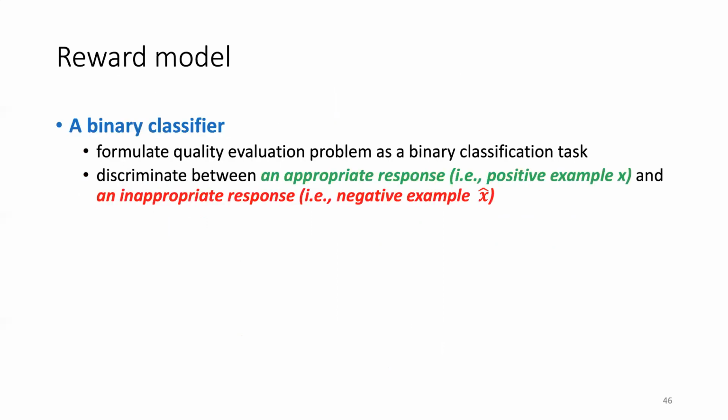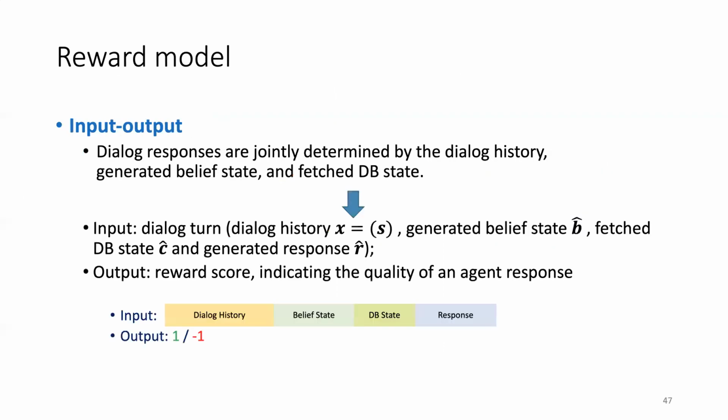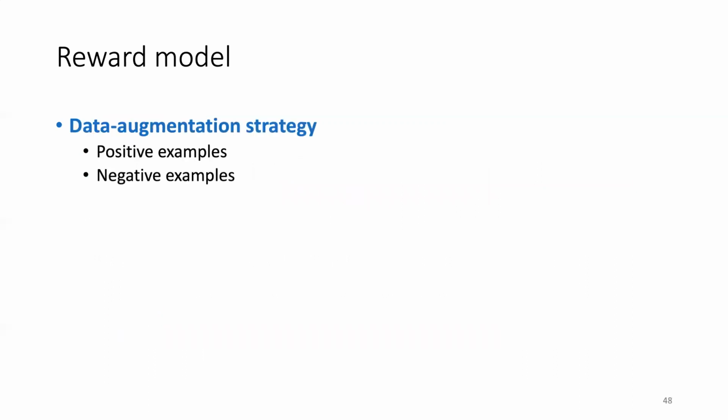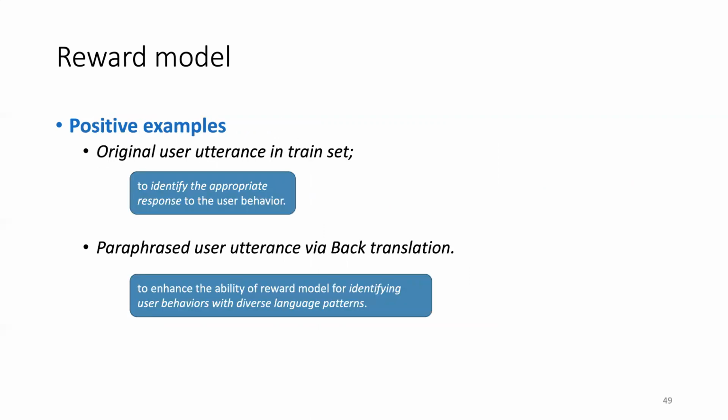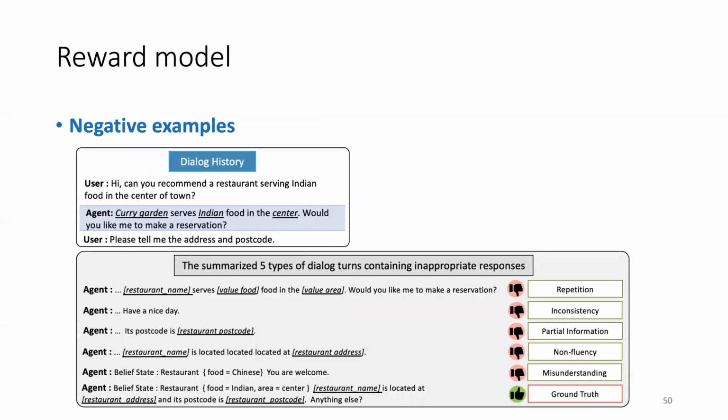Then the reward model, essentially it is a binary classifier. It takes dialogue history, belief state, DB set, and response as input and outputs a reward score. Specifically, we devise a data augmentation strategy to construct positive and negative examples based on the given dialogue training corpus. We consider 2 kinds of positive examples and 5 kinds of negative examples.